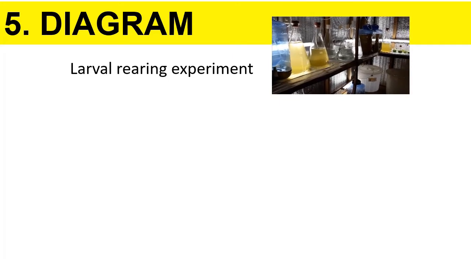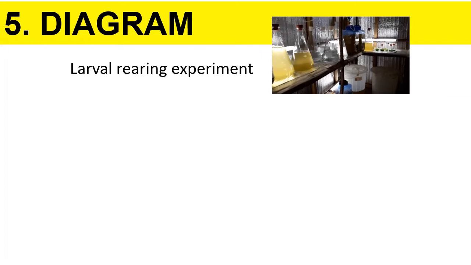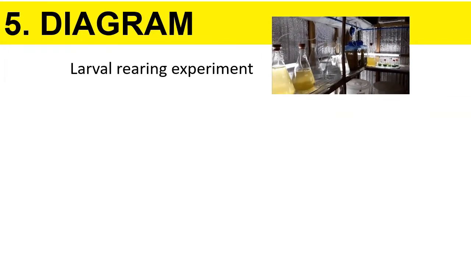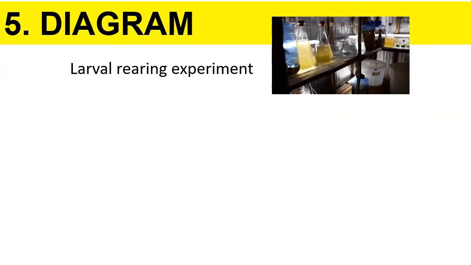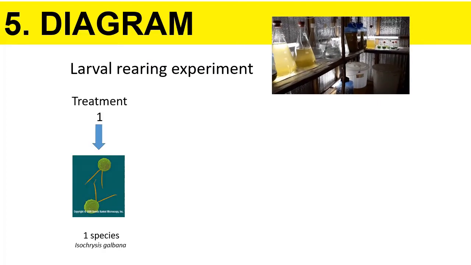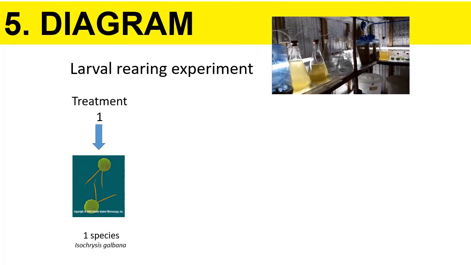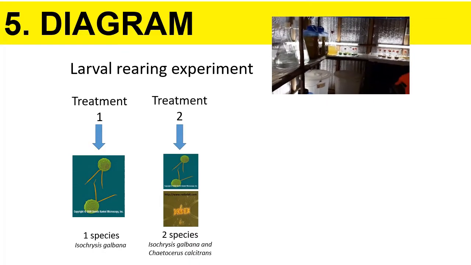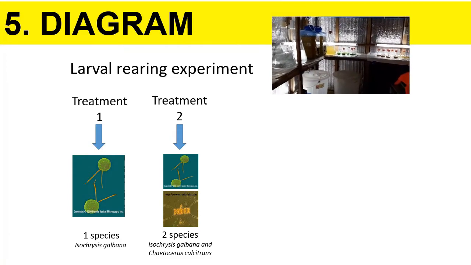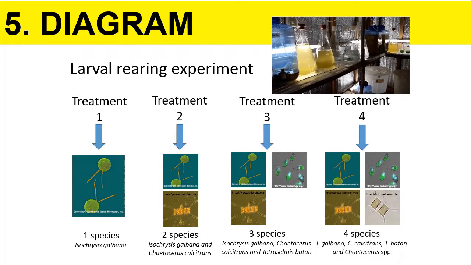So in this diagram, we have the microalgae being cultured under laboratory conditions, and these were used as feed to the pearl oyster larvae at different treatments. So treatment 1 was fed with a single species of microalgae, which was Isochrysis galbana. Treatment 2 was given with 2 species of microalgae, 3 for treatment 3, and 4 species of microalgae for treatment 4.